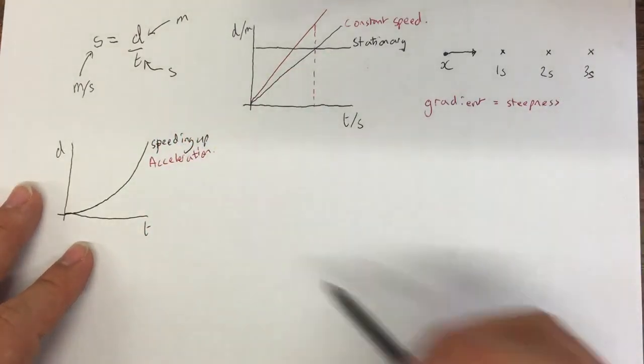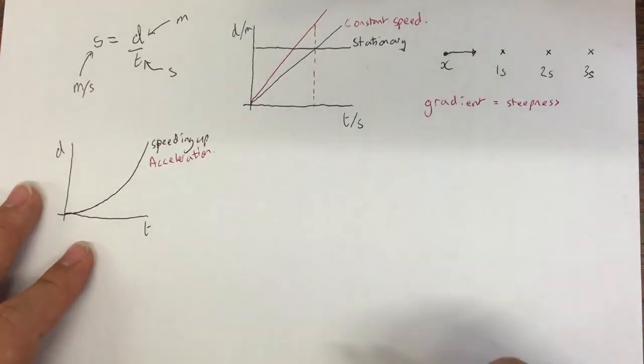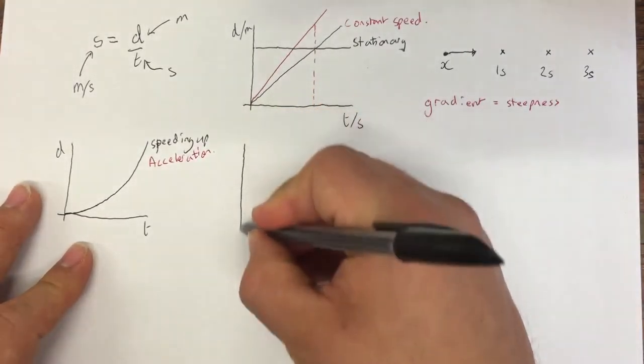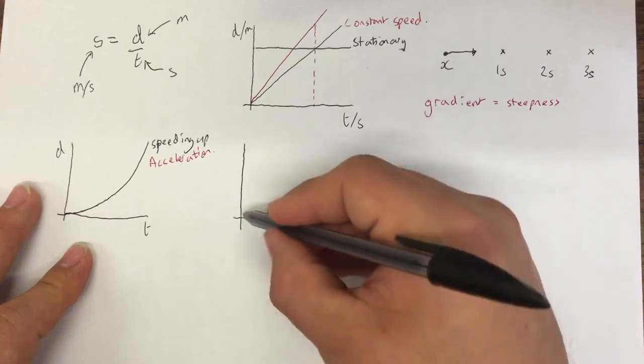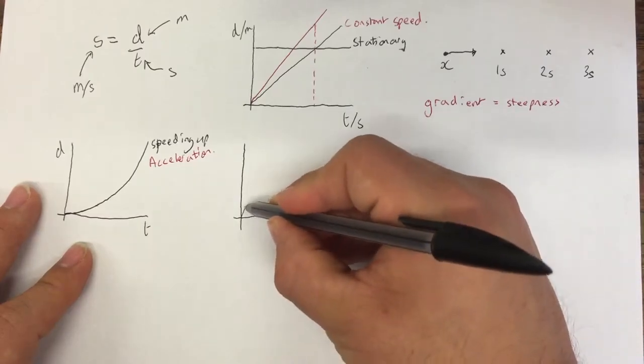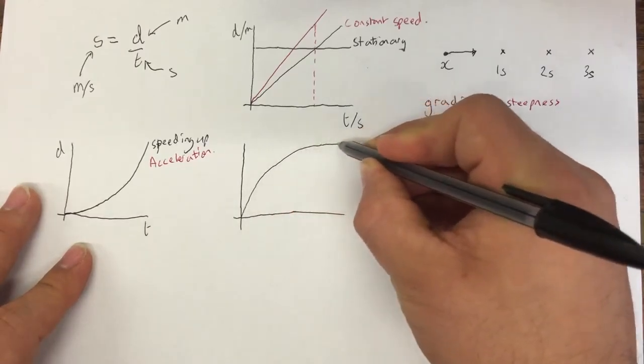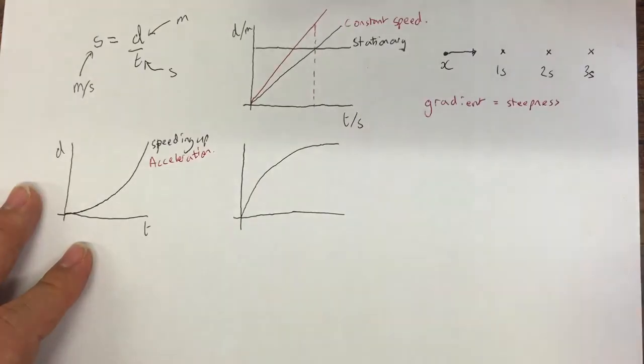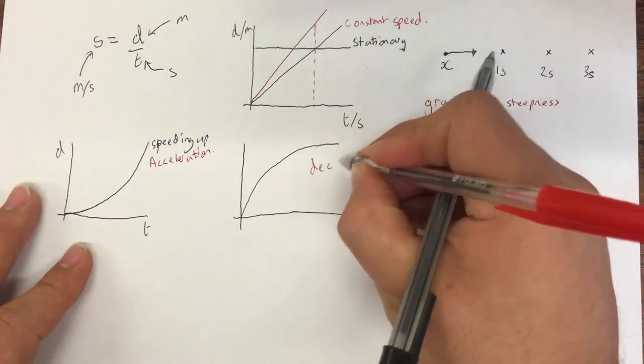Now that can give us a few other things, because obviously the opposite of speeding up is slowing down. So in that case, the line would be getting less steep as time goes on, like that. So that would be deceleration.